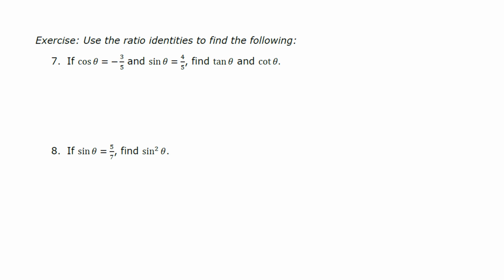So for our exercises here, we're asked to use the ratio identities to find the following. So if cosine theta equals -3/5 and sine theta equals 4/5, find tangent and cotangent. So first, let's find tangent.